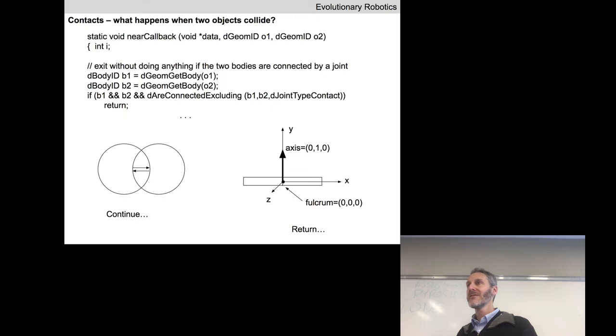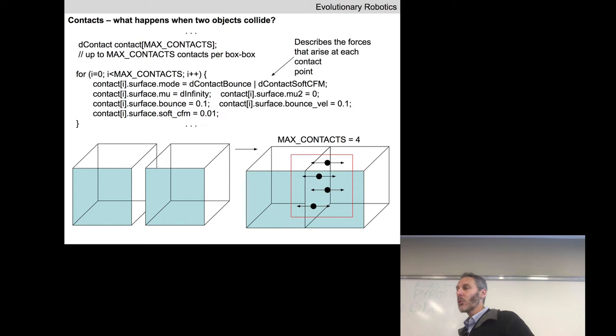There's a bunch of other ifs that might cause you to want to ignore the collision event. But if you don't want to avoid the collision event, these are two objects that should not interpenetrate, but they are, we are going to sprinkle a bunch of points at the point at which they intersect.